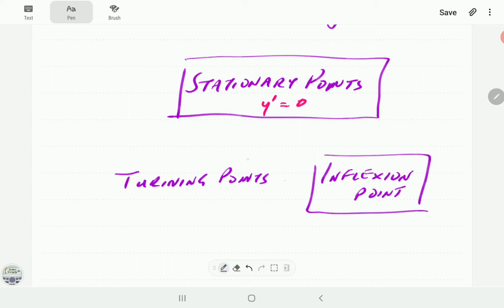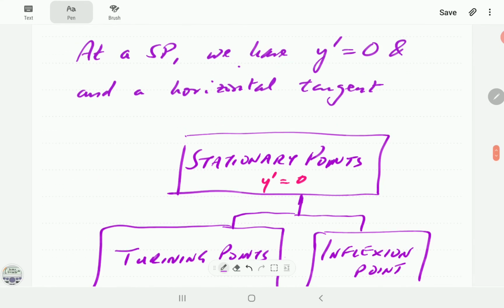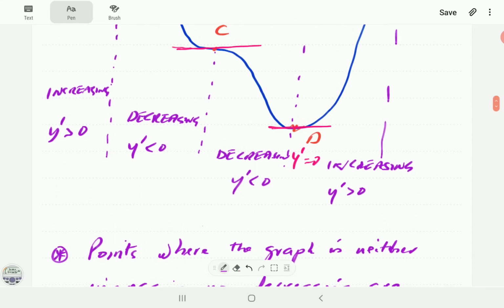So a stationary point is a turning point. Turning point is almost self-explanatory. A stationary point is a turning point if the graph turns at that point. So it may either turn from increasing to decreasing or from decreasing to increasing. Then that point is called a turning point.